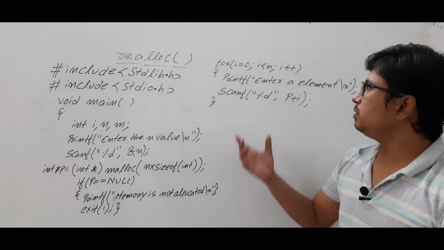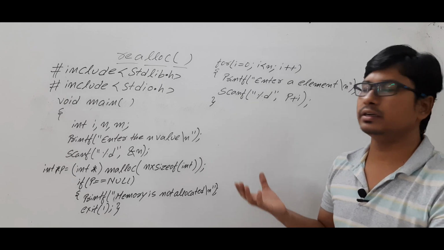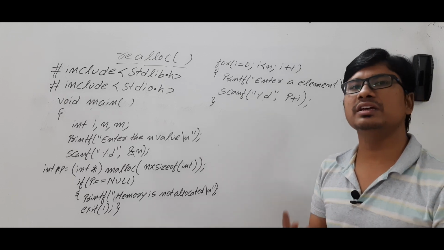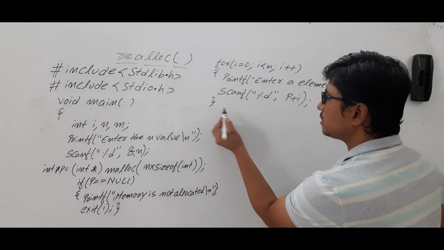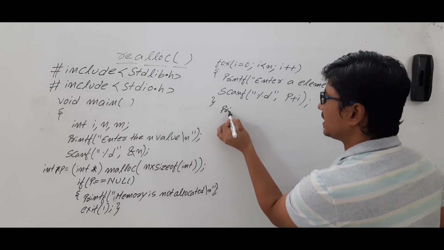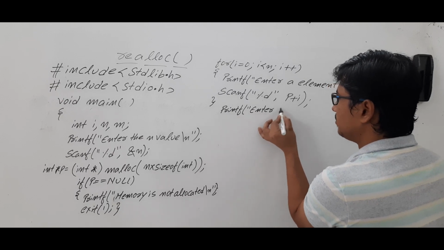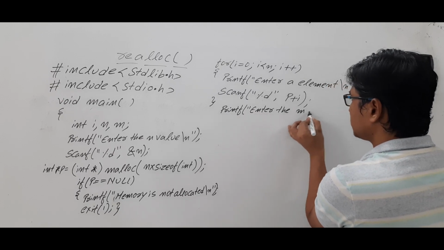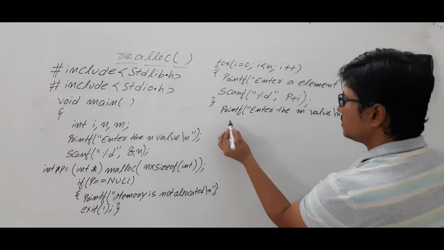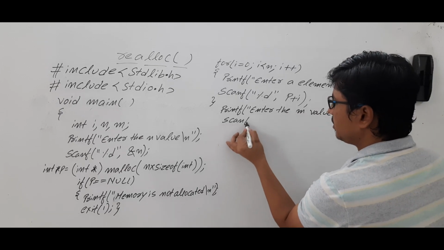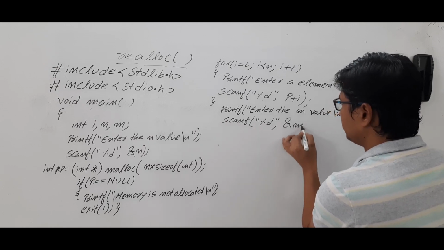Now you have understood that whatever memory you have created is less for you. You want to increase the memory. Then you will use the realloc function. So to do that, I will ask the user to enter the m value. So enter the m value, \n, scanf %d &m I will give.